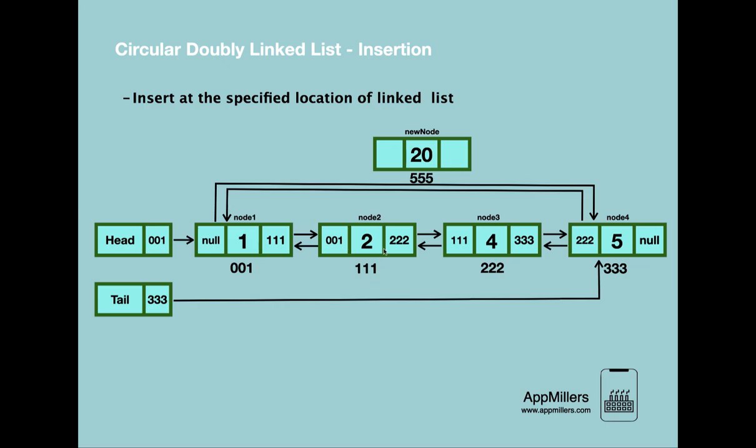So how do we know the location of node 2 over here? To find the location of node 2, we need to loop through the circular double linked list. So we start to loop from node 1, and when we reach node 2, we stop over here.